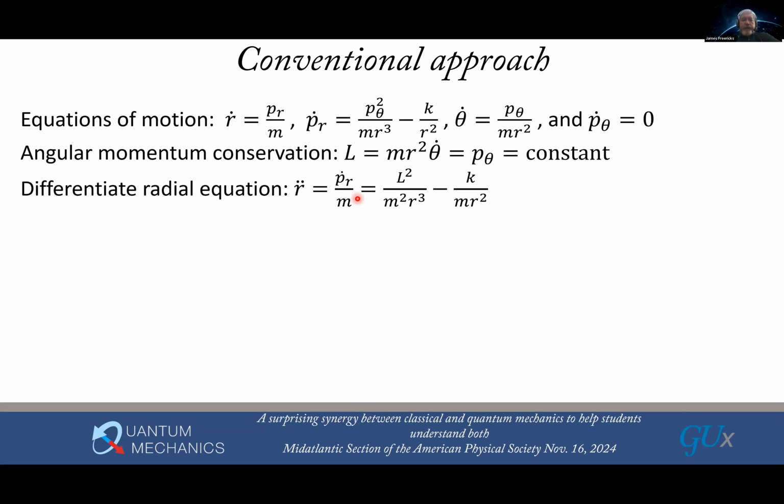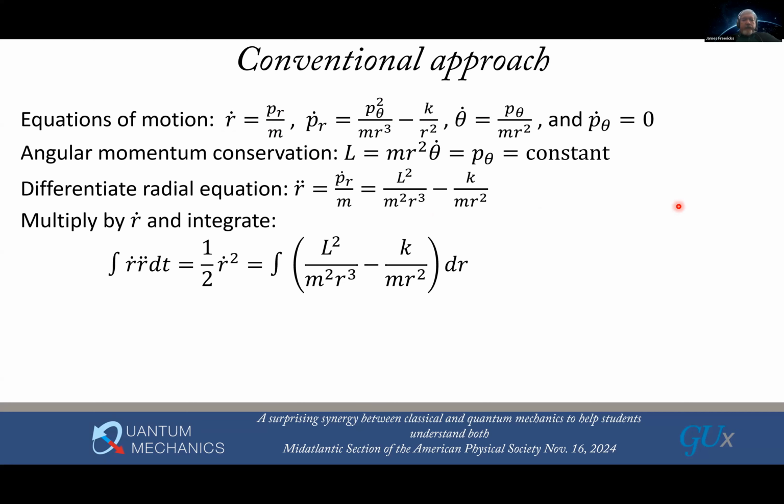R double dot will be PR dot over M. We replace in what PR dot is using L squared for the P theta squared. You get this form here. And now what we recognize is if we multiply this by R dot, we'll get a perfect differential on both sides. This is the differential of 1/2 R dot squared with respect to time. And then this term, if I integrate it with respect to R, because I multiplied by an R dot and I'm integrating dt, but the dt's then cancel, I can integrate dr. This is a perfect differential that I can integrate as well.